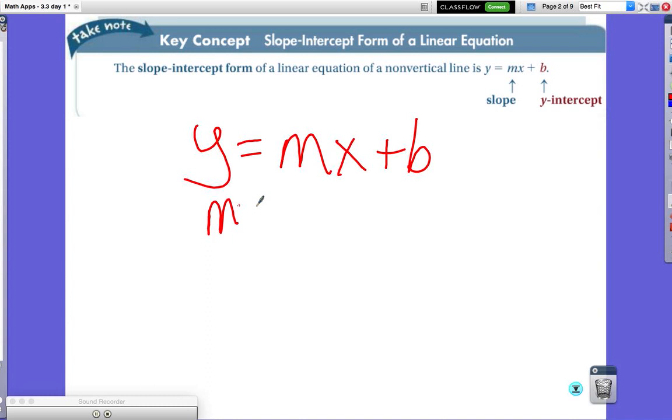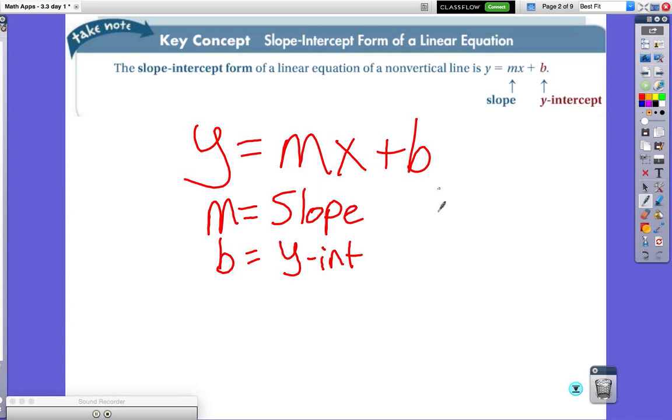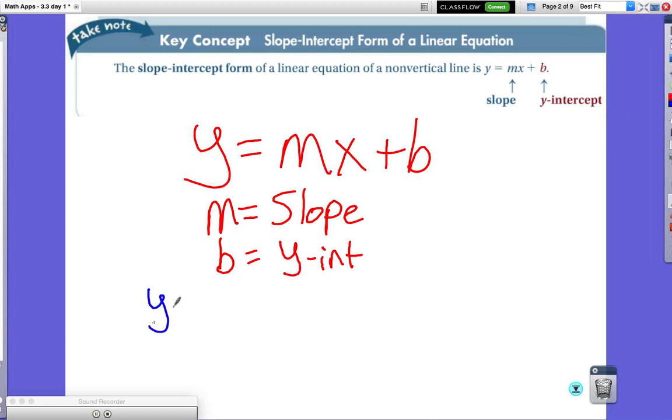All right, m is your slope. b is the y-intercept on the graph. So for example, if I give you an equation like y equals 4x minus 5, I'm going to ask you to identify the slope and the y-intercept. So every single problem today, you'll go m equals and b equals.